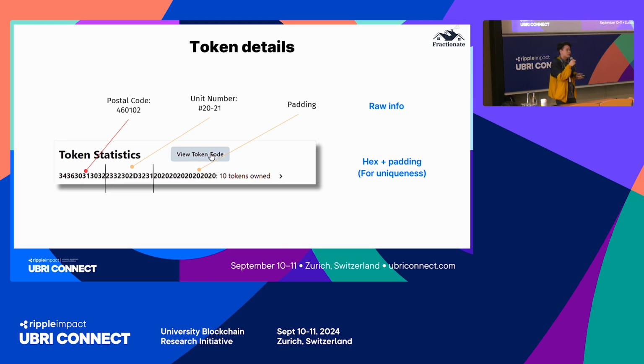When they tokenize, they will be allocated some tokens. The tokens are generated in such a manner. We will use the property's information, such as the postal code, the unit number, and then some padding. We will firstly hexadecimalize the postal code and then the unit number, and subsequently this will be the token code. The reason we do this is because we want to ensure uniqueness so that no two tokens are similar. And at one look, we will be able to see that a token corresponds to a property itself, thereby ensuring uniqueness.